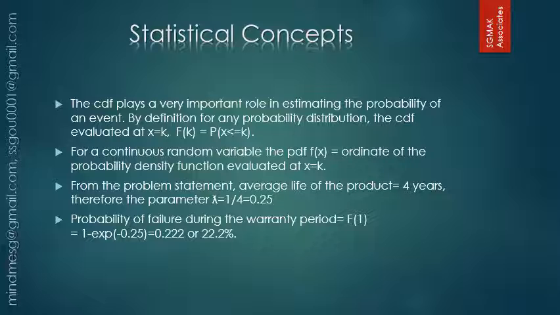From the problem statement, the average life of the product is 4 years. Therefore, the parameter lambda is 1 over 4, 0.25. We talked about it. So what is the probability of failure during the warranty period? The probability that x is less than or equal to 1 is returned by F of 1, the CDF at x equal 1. And that value is 0.222, or 22.2%. So there's a 22.2% chance of failure of the product within the warranty period. We simply took the CDF and plugged in the specific value of x to find this probability.